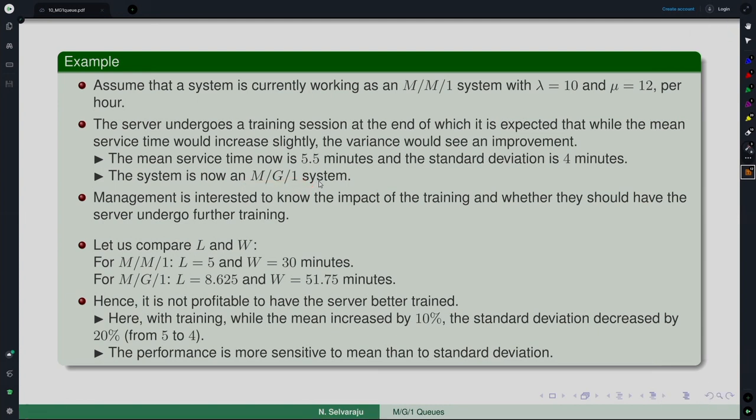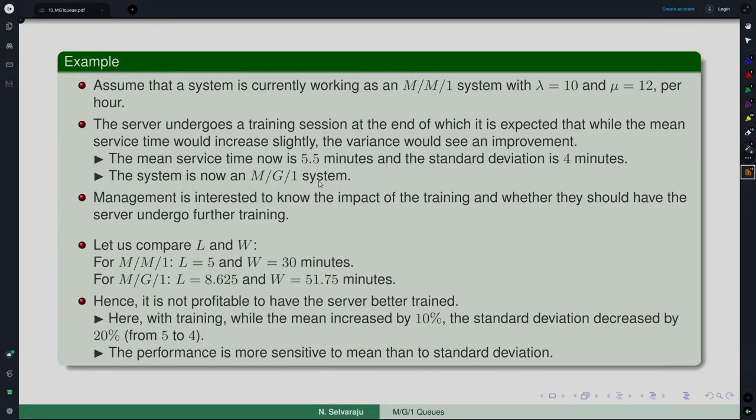Now the management, what is their interest? They are interested to know what is the effect of this training on the system parameters. Of course, the objective is that with a slight increase in the mean time, you are reducing the variability of the service time. That is what you have achieved. But now, what is its net impact on the whole system? That is what they wanted to know. And if it is positive, then they would like the server to undergo further training so that things can be optimally improved.